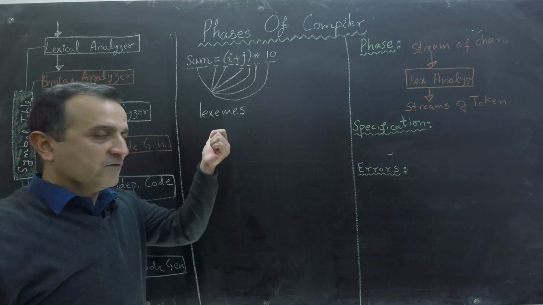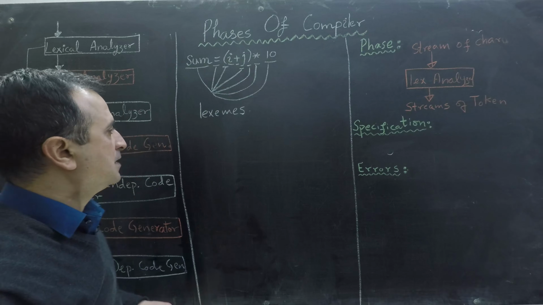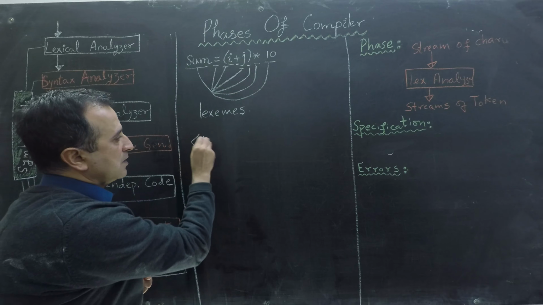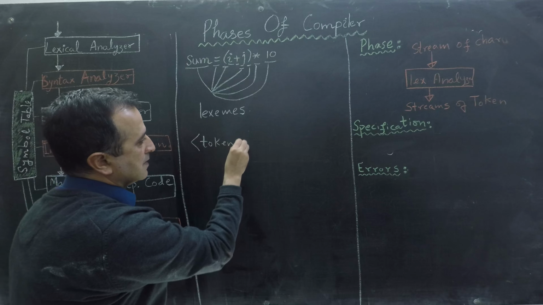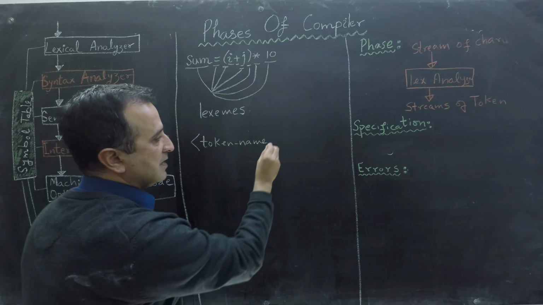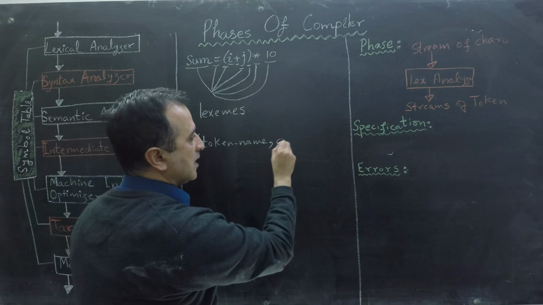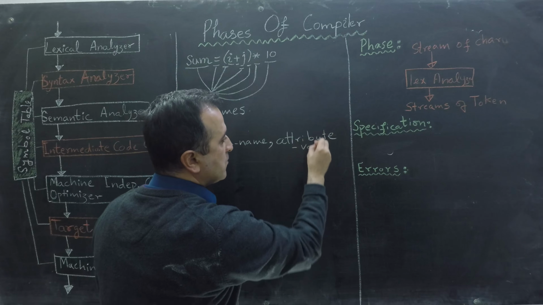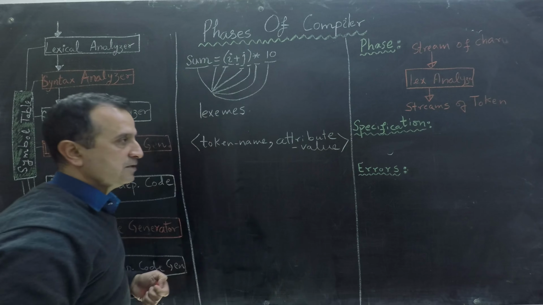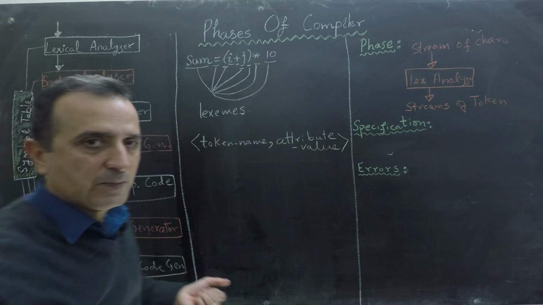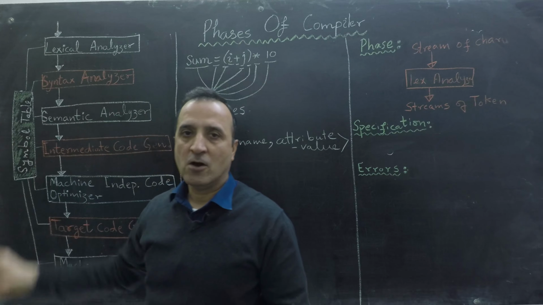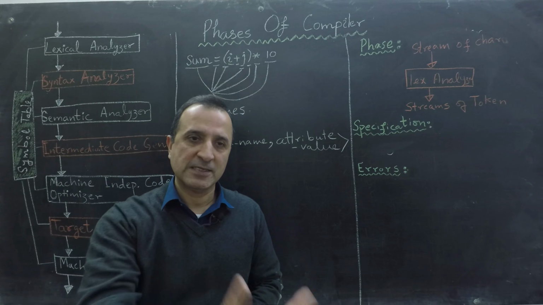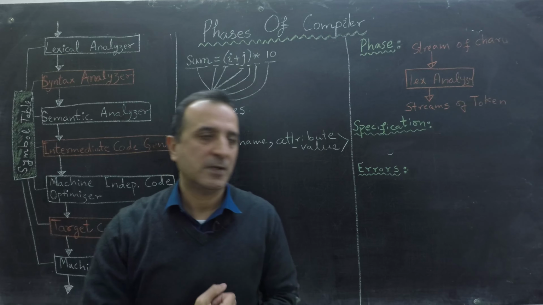Then the compiler converts each lexeme into a token. A token is a tuple whose first field is the token name. The second field is optional, which is the attribute value. The attribute value is usually an index to the symbol table entry. Symbol table is a data structure used by all the phases of compilation. They can store information in the symbol table, they can update information in the symbol table, and they can extract information from the symbol table.